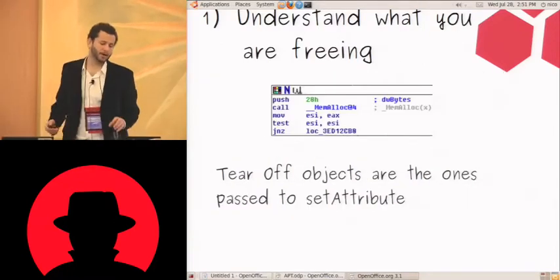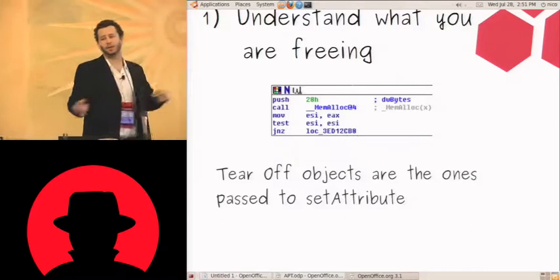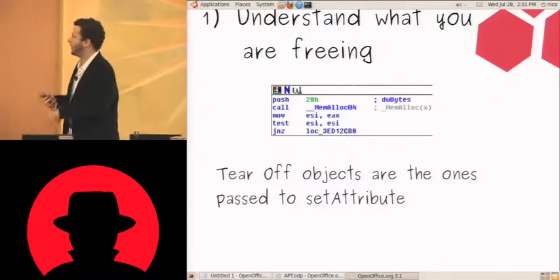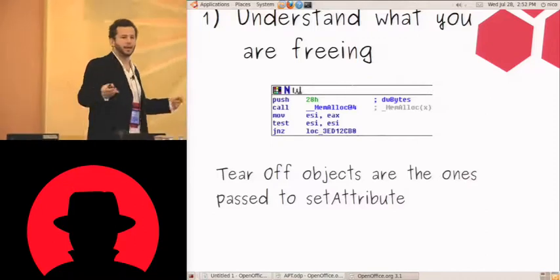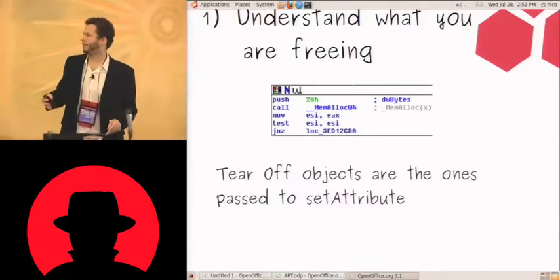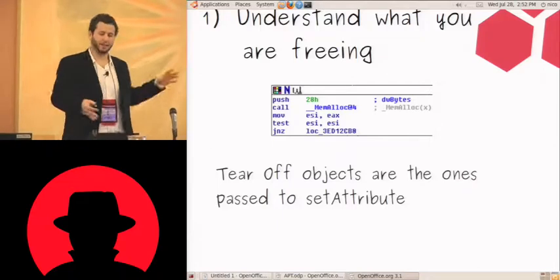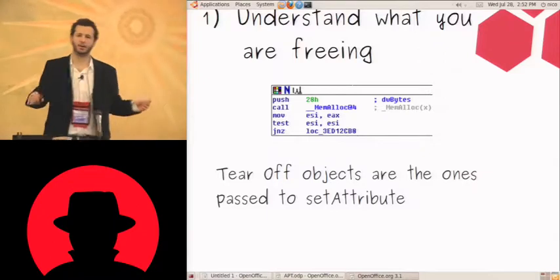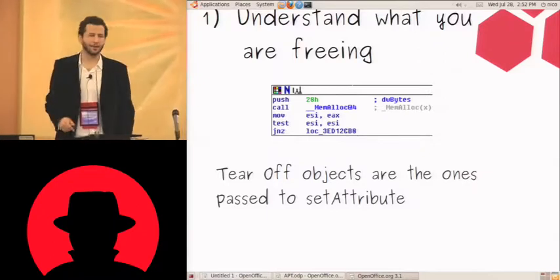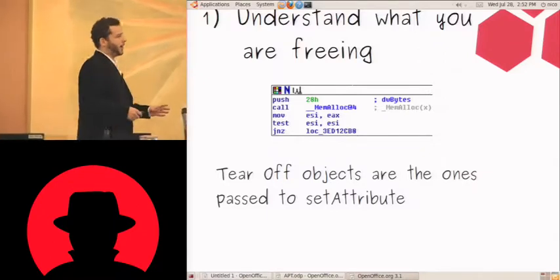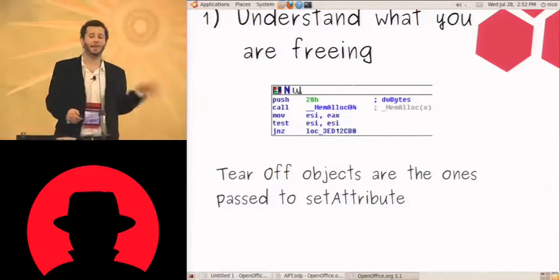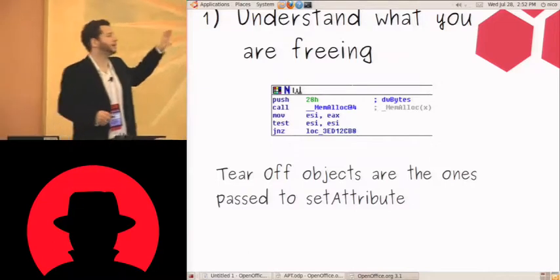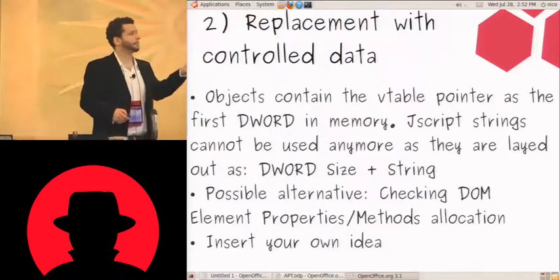But the problem was that I can only send to that function, to the set attribute value, only a tear-off object. No matter if I send an element, a Windows, a document, whatever object it is, it was always a tear-off object. And a tear-off object has a fixed size of 28. That was easy to find. If you have symbols, it has a create tear-off interface, and you get the size. Now that you have the size, you have one important thing. Whenever you free that object, which is 28 bytes long, you have to replace it with something else.